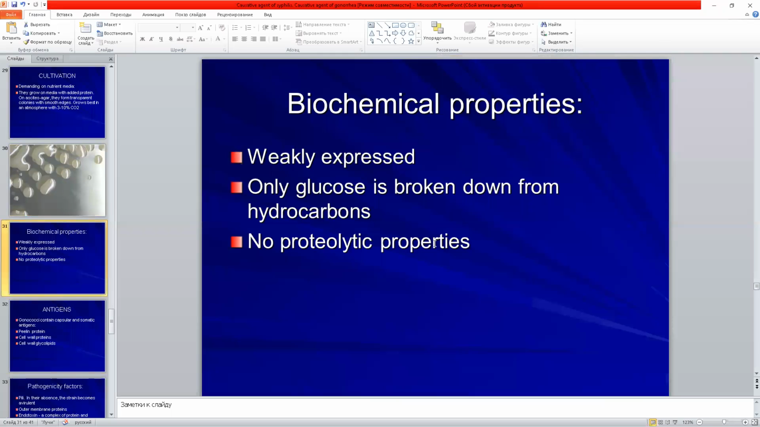Biochemical properties. They are not biochemically active. They are able to ferment just one sugar, glucose, and have no proteolytic properties.